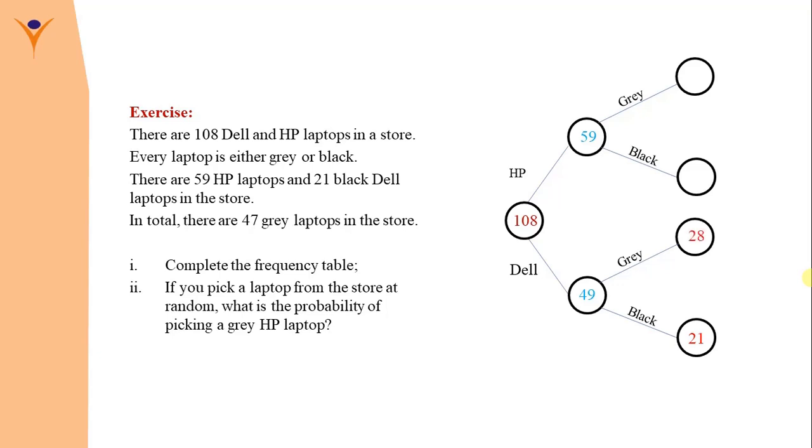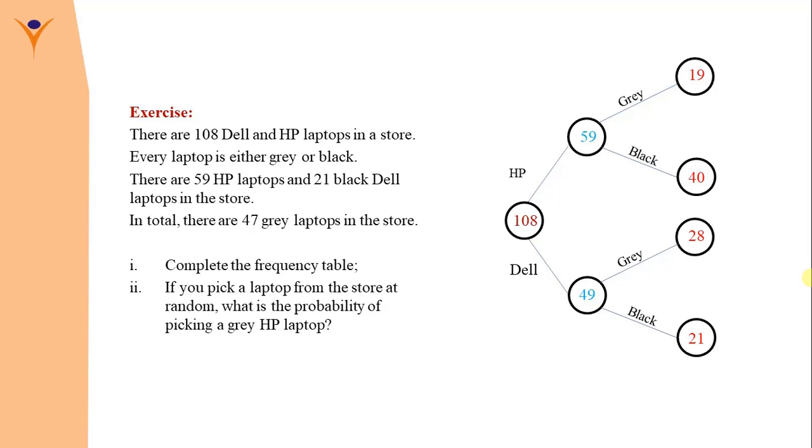Now we're going back to the question. It says in total there are 47 gray laptops in the store. So for gray, we already have 28 gray, which are Dell, and then we don't know how many gray are HP. But if we subtract 28 from 47, it gives us the number of gray laptops that are HP, and that would be 19. And right now we can subtract 19 from 59 to have black HP laptops, and that will be 40. So did you get that correctly?